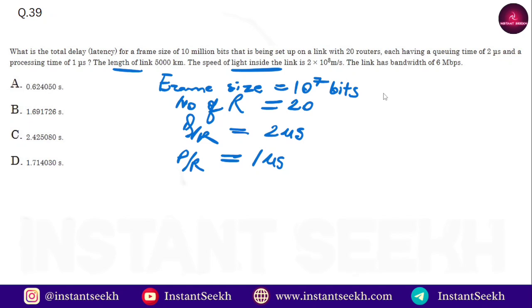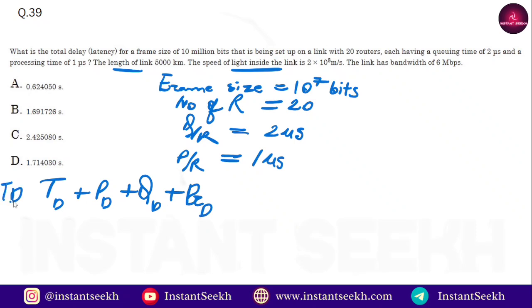For total delay, first we should know the transmission delay, TD. Then you should know the propagation delay. Then you should know the queuing delay, and then you should know the processing delay. It is mentioned by this PR delay. This will give you the total delay, TD.